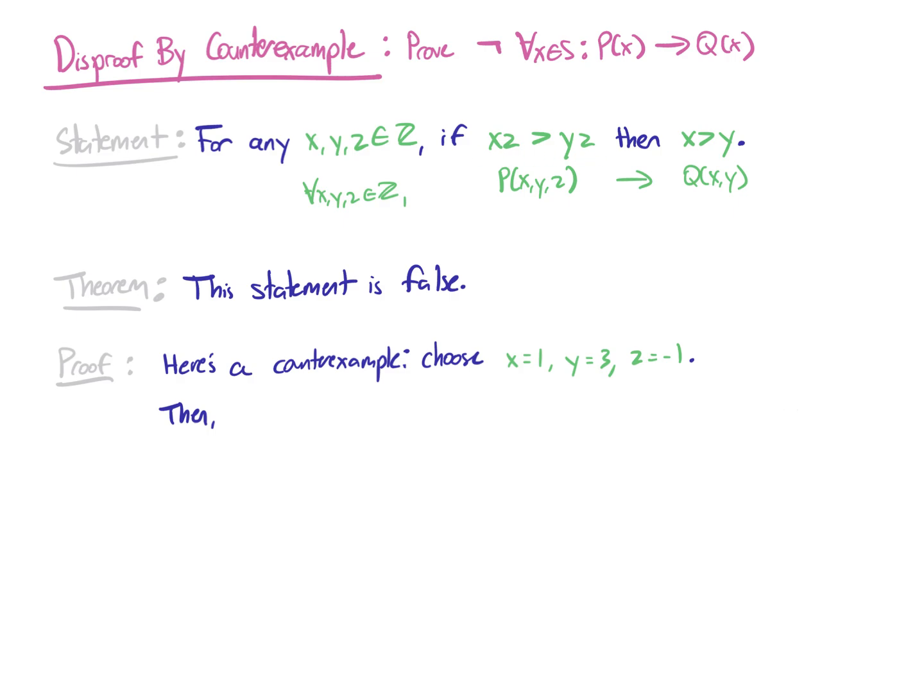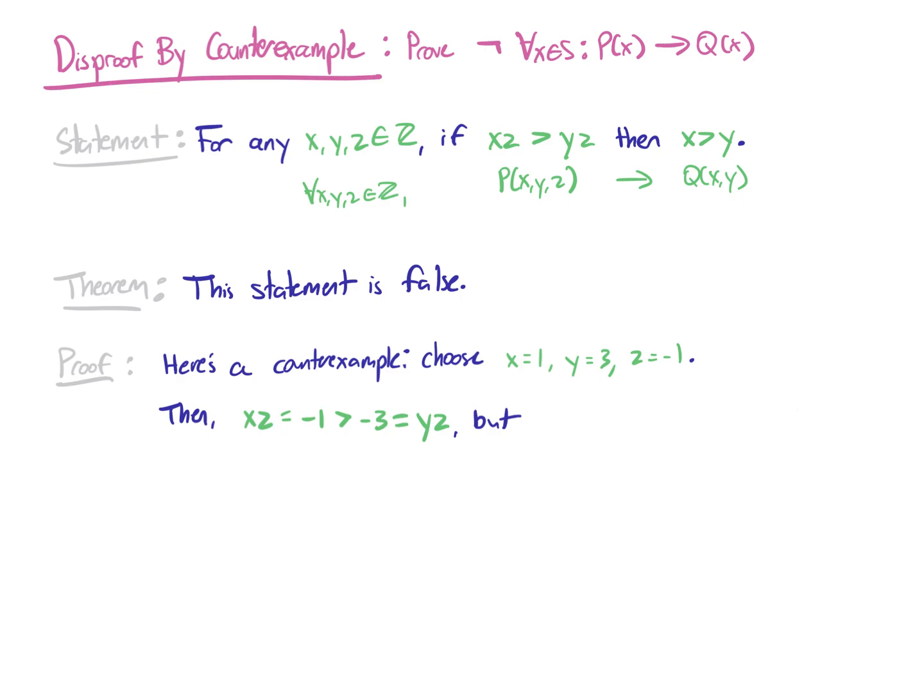In order to complete my proof, I need to check that the first inequality is true. Let's check that. x times z is equal to 1 times -1. That's -1. -1 is larger than -3, which is the result of doing y times z. Now I check that this part is true. I also need to check that this part is false. So let me check that as well.